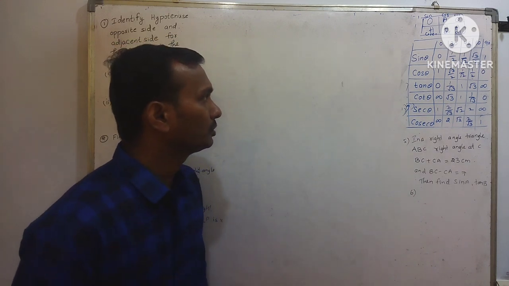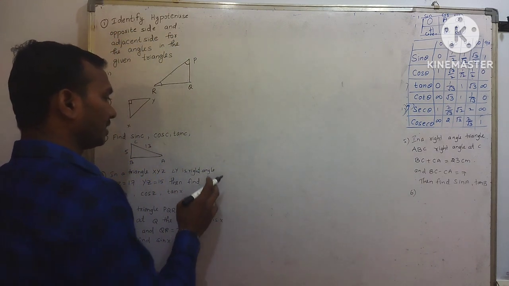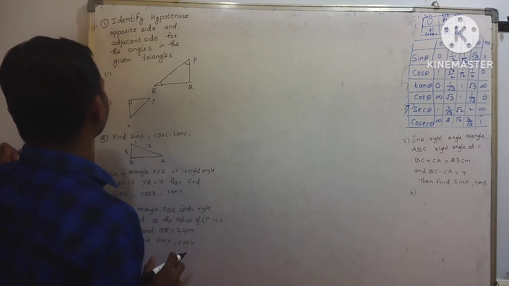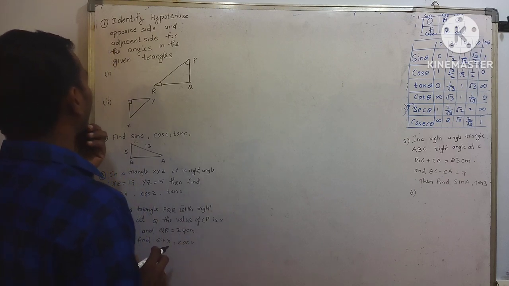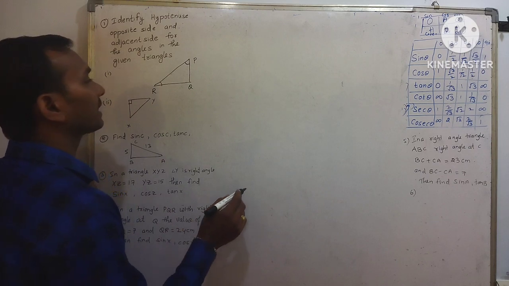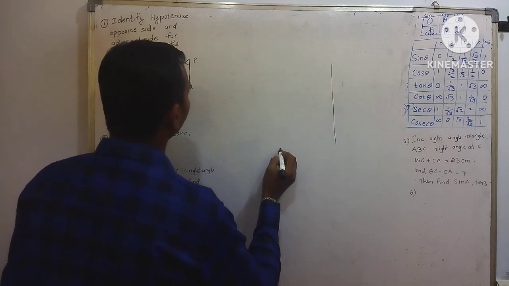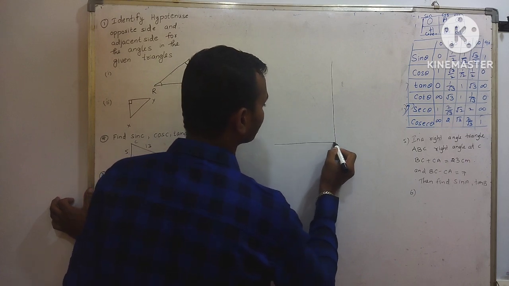Now do these and try these problems from trigonometry. Okay now. So identify the hypotenuse, opposite and adjacent side for the angles in the given triangle. For example, he has given a triangle like this.